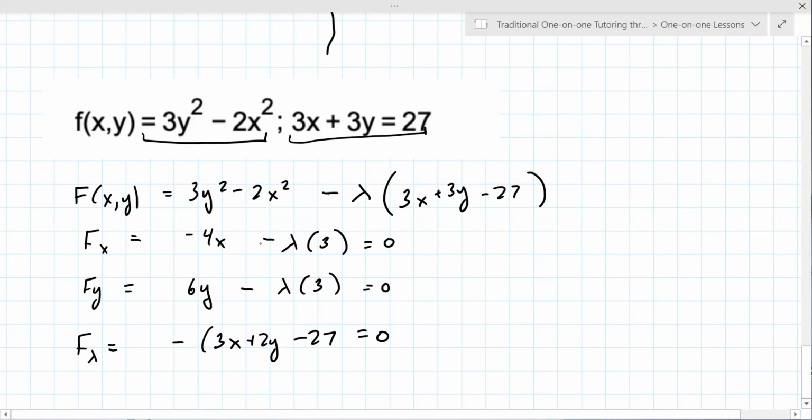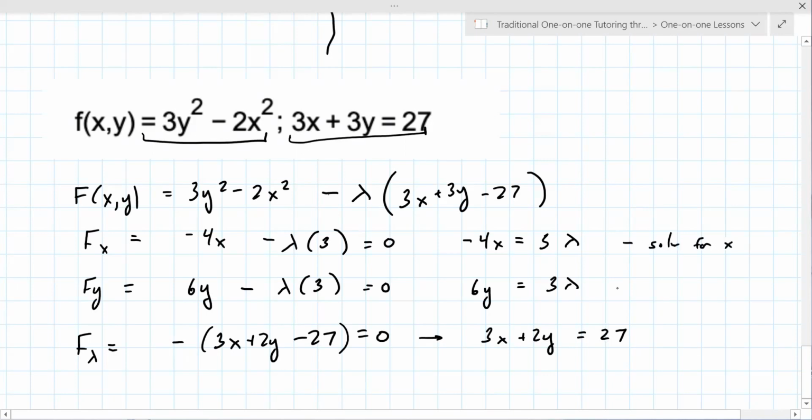Okay, so here, this first line, you get minus 4x equals 3 lambda. And then in the line below it, you get 6y equals 3 lambda. And then this last equation becomes 3x plus 2y equals 27. Just move some things around. So you solve for x, and solve for y, and you substitute those in there.